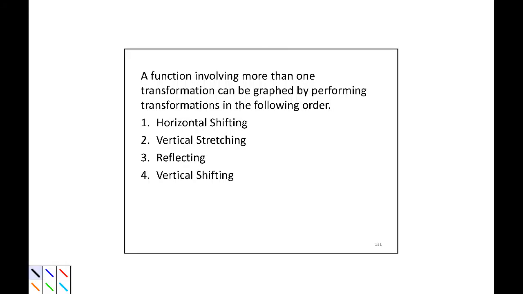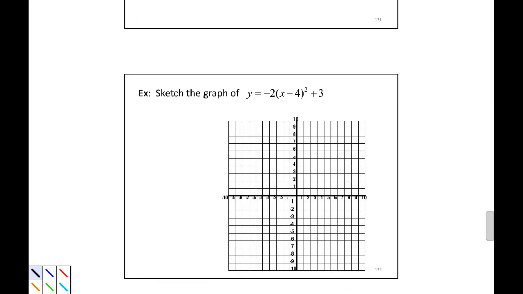To graph a function involving more than one transformation, we can graph it by performing transformations in the following order. First, horizontal shifting. Second, we look at the vertical stretching. Third, we look at reflections. And fourth, we look at vertical shifting. So let's look at a few examples of this.